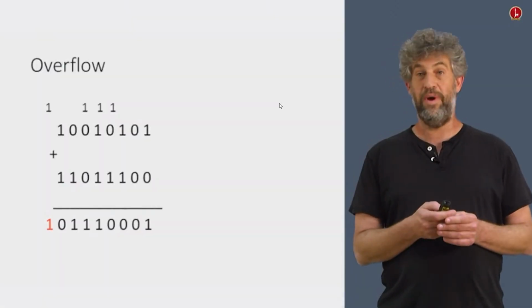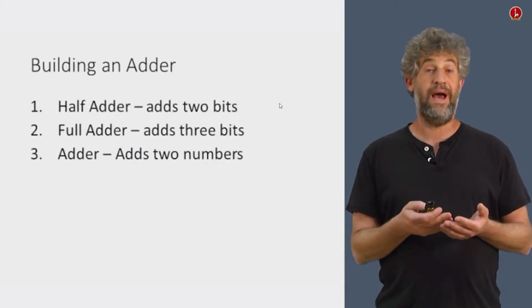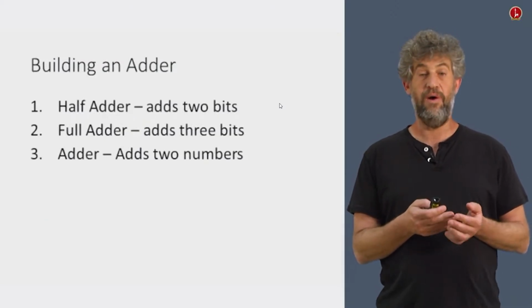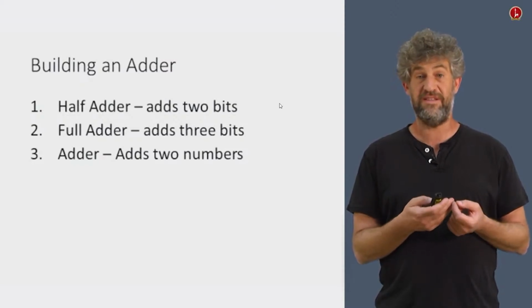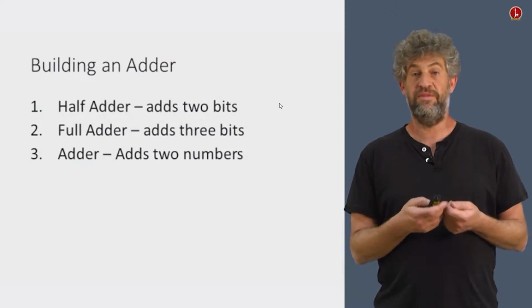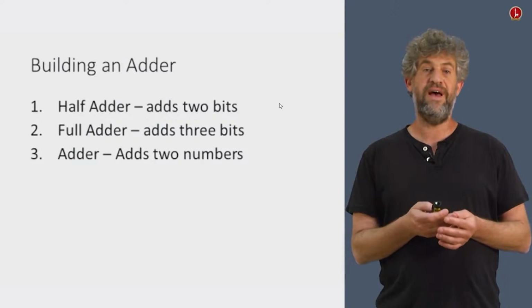Once we got that out of the way, let's go back and try to understand how we are actually going to build this kind of an adder. How can we build hardware that gets two numbers as input bits, and the output is another number that represents the sum of the two input numbers? We'll do that in 3 easy stages.